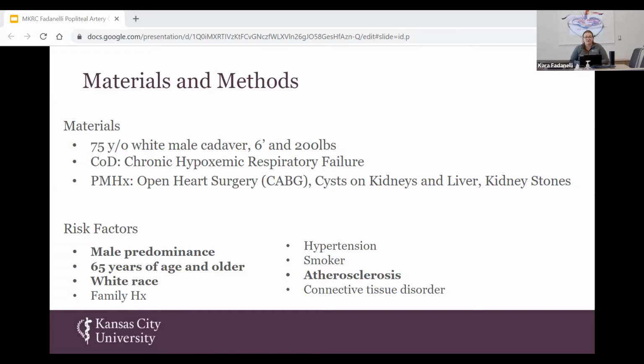So as a reminder, we're going to look at some of those risk factors for that popliteal artery aneurysm and how that applied to our cadaver. So our patient was at risk for developing a popliteal aneurysm due to his sex, his older age, and his race. And while it's not stated that the donor experienced atherosclerosis specifically, his history of a CABG procedure does support this possibility. The other risk factors may have played a role in this cadaver. However, we're not able to confirm that due to the lack of history.